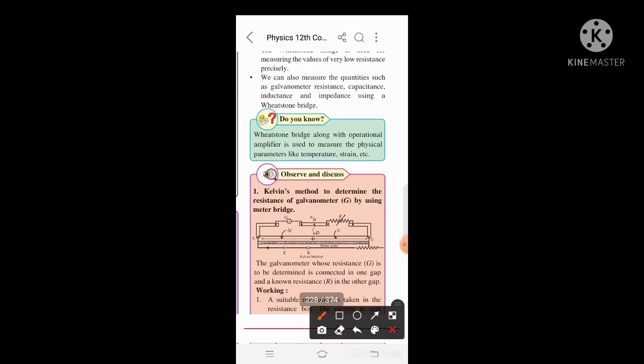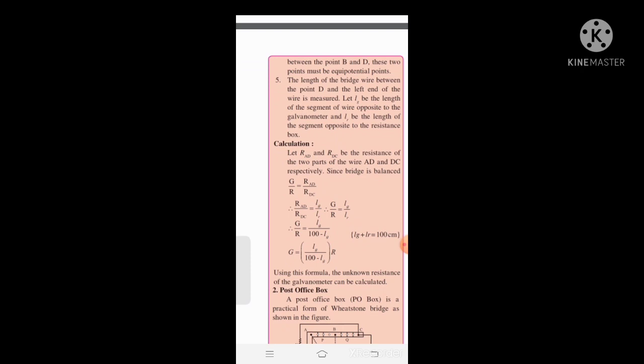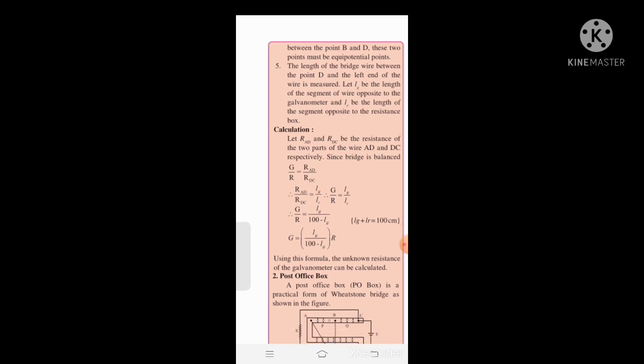At the condition, if the circuit is balanced, then we measure the length of the bridge wire between the point D and point A, that is the left end of the wire, measured as LG, and the length between point D and C, that is the right end of the wire and balance point D, considered as LR.